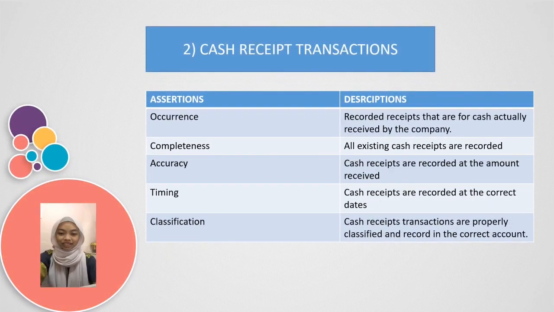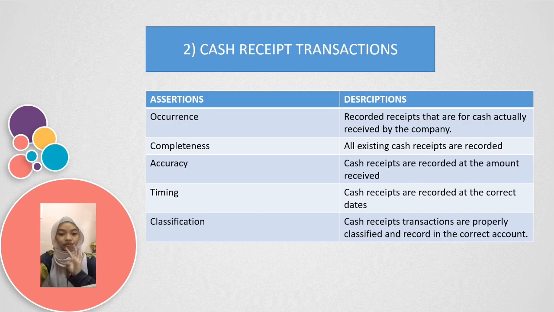The second class of assertion is cash receipt transaction. The first one is occurrence. The entity should record all the cash received by the company. The second one is completeness. All the cash received should have been recorded in the ledger. The third one is accuracy. The cash receipts are recorded at the amount received and the correct amount.